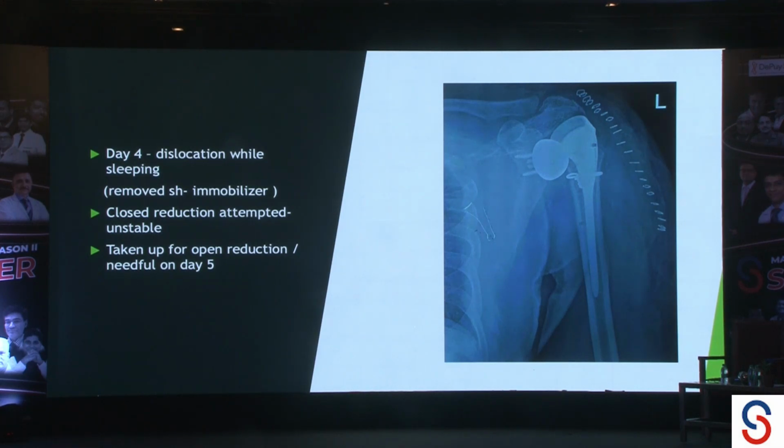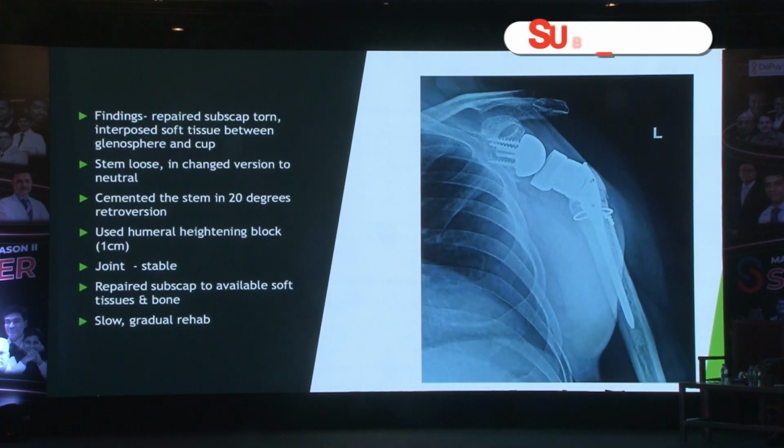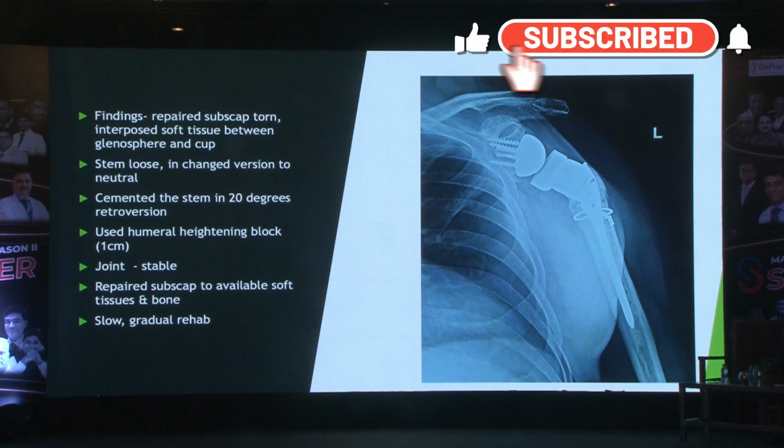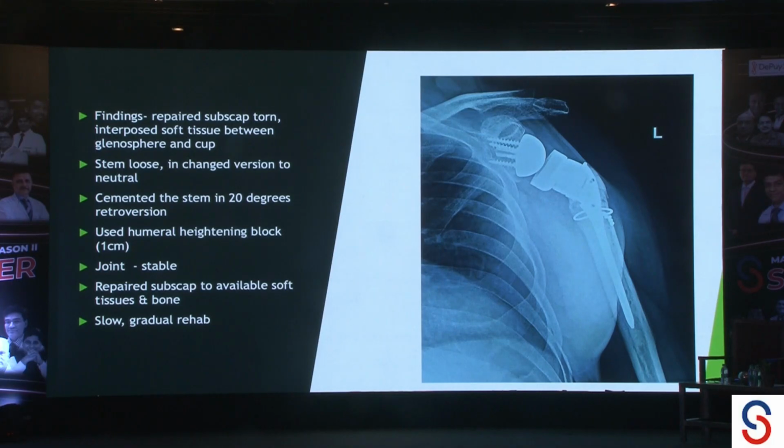Closed reduction was attempted, but it was not feeling stable again. Then he was taken up for open reduction with a plan for revision, and we kept options for retentive poly and humeral heightener and everything. Were you able to reduce it by closed method? Closed reduction, it was coming to place, but it was not feeling stable. So we had to plan for open reduction and go ahead accordingly.